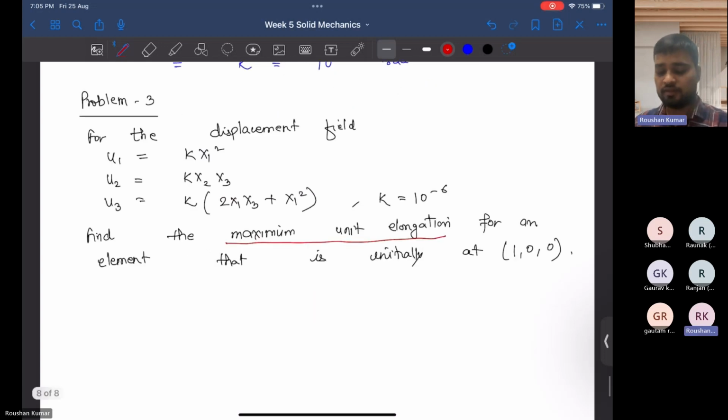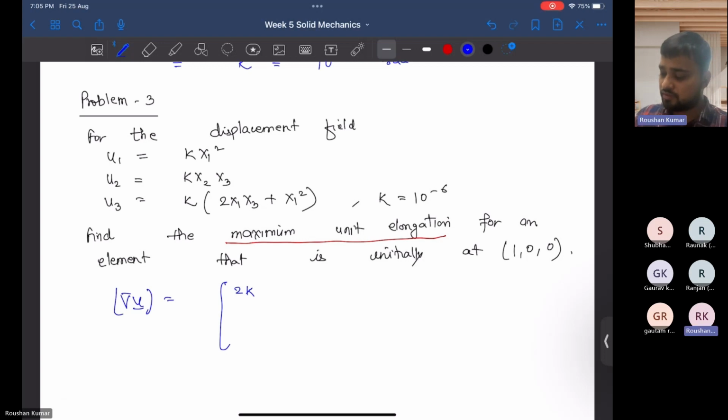So I'm using the eigenvalue of the strain tensor to find the value of the principal strain. First we have to find the strain tensor itself. So first we find the components of grad u, that is del u1 over del x1 is 2k x1, and if you calculate the value at (1, 0, 0), then it becomes 2k.